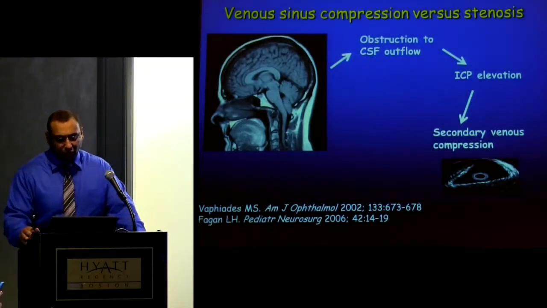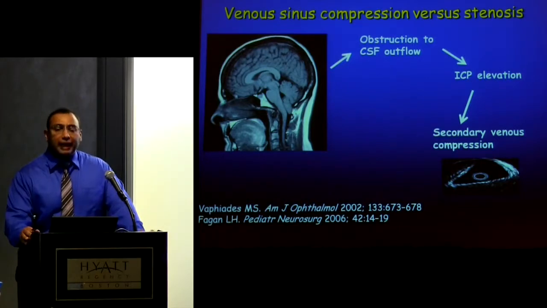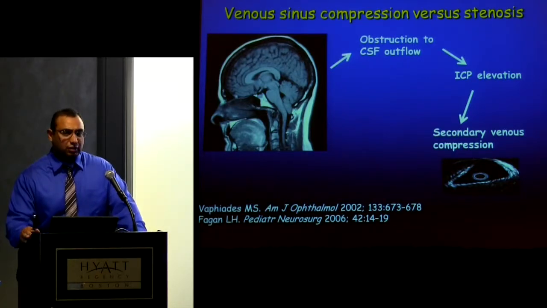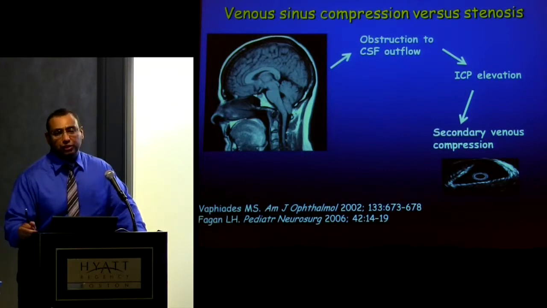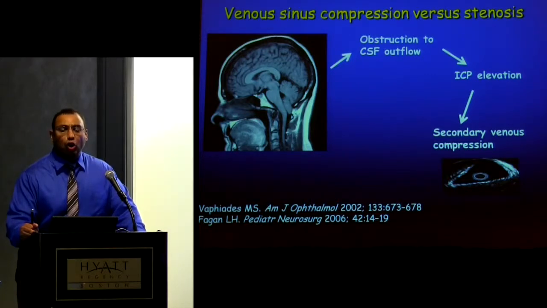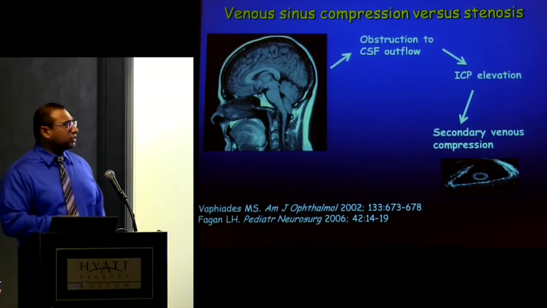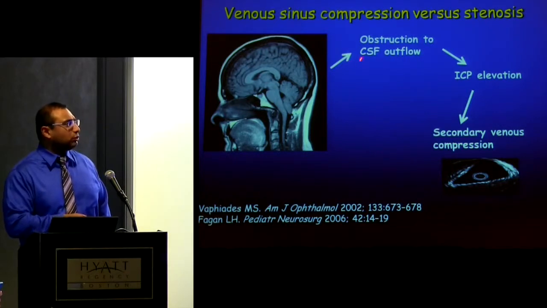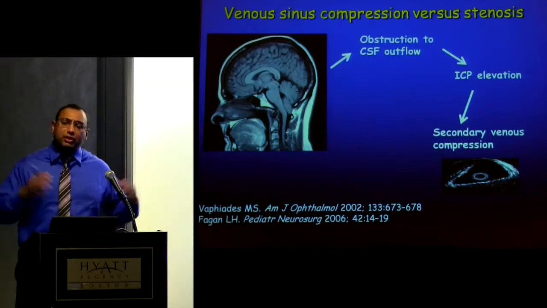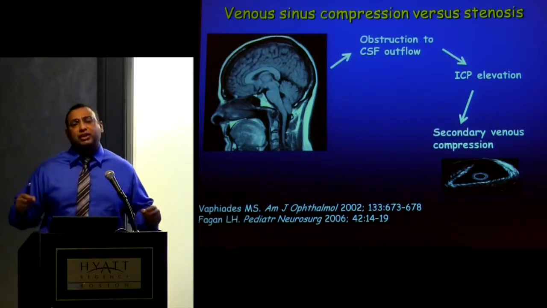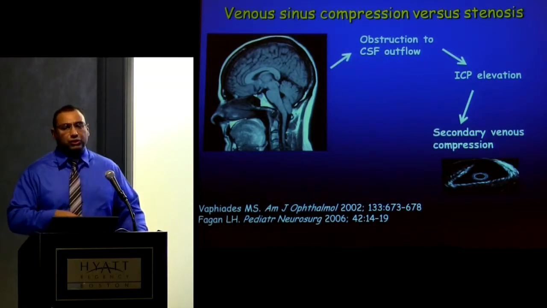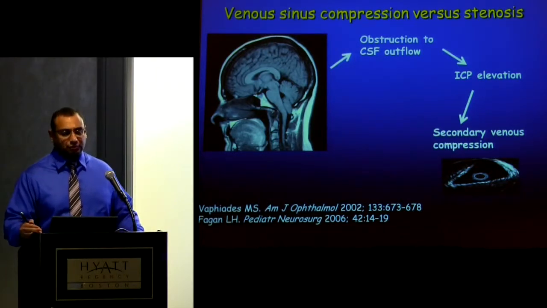Because there is a prevailing thought that the narrowing of the dural sinuses, which we have been thinking is actually occlusive disease or stenosis, is really not stenosis, but actually external compression that is giving the impression of narrowing and almost simply mimicking a stenosis. And the thought process is that since there is obstruction to cerebrospinal fluid outflow, there is intracranial pressure elevation, and that leads to secondary compression of the dural venous sinuses that ends up giving an impression of a stenosis, but it really is just external compression.